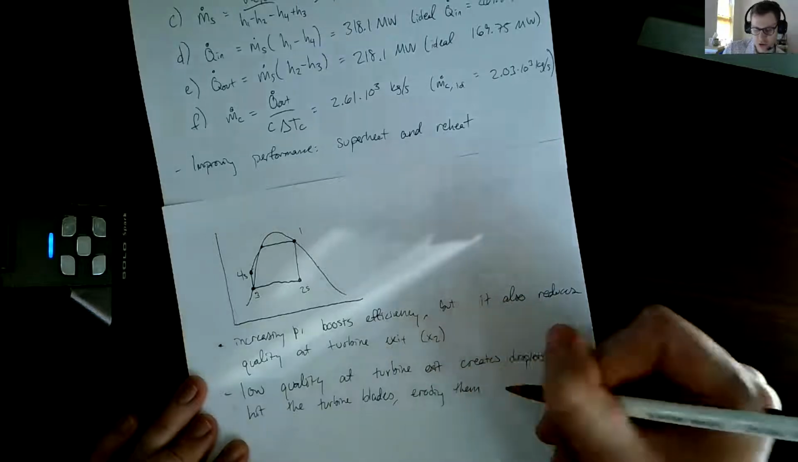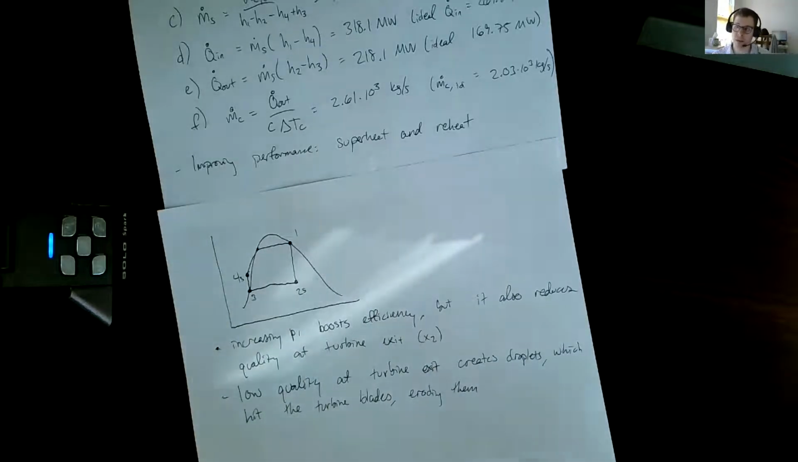Which erodes them. The more droplets you have, the worse the problem is. The other thing is that turbines don't work as well with liquid. If you have a turbine designed for vapor, it doesn't work as well on a liquid in terms of extracting enthalpy. So actually the isentropic efficiency will be lower if it has to process too much saturated liquid. So you have both this erosion problem and a reduced efficiency problem if the quality is low.